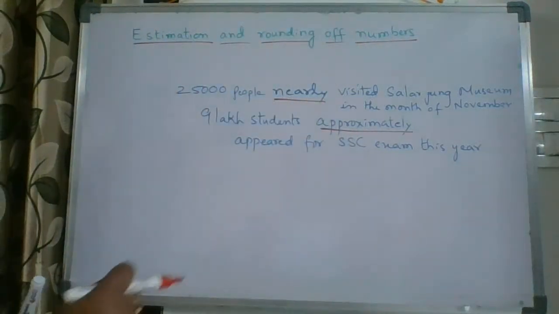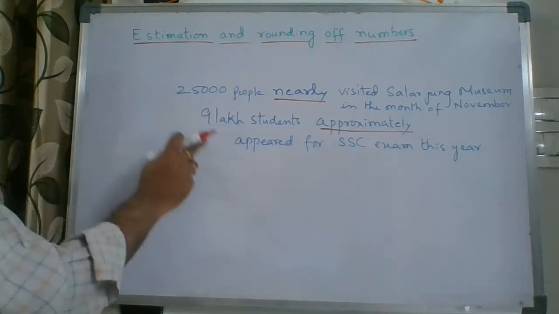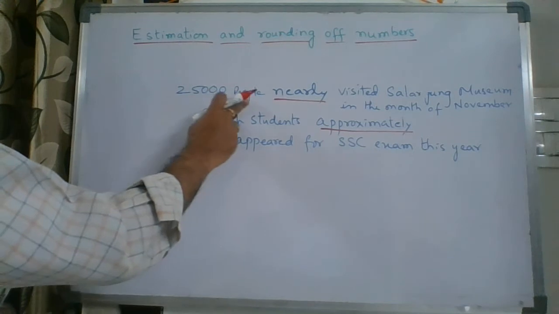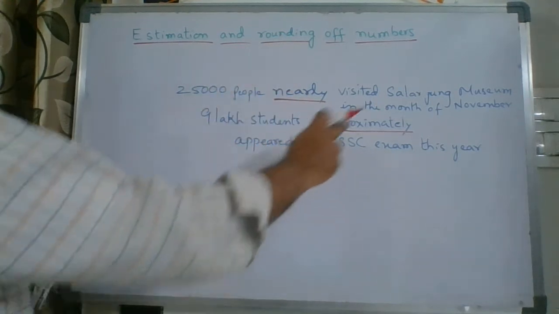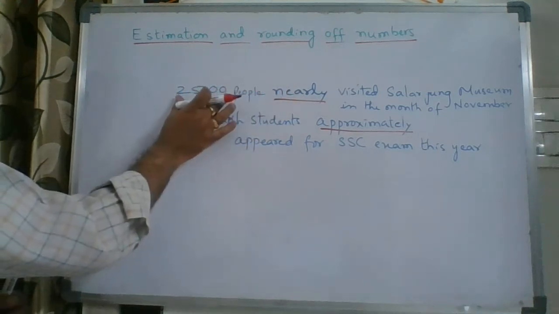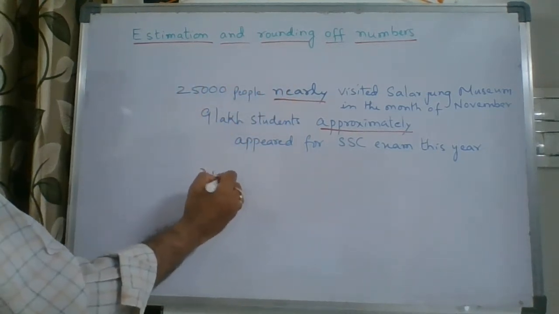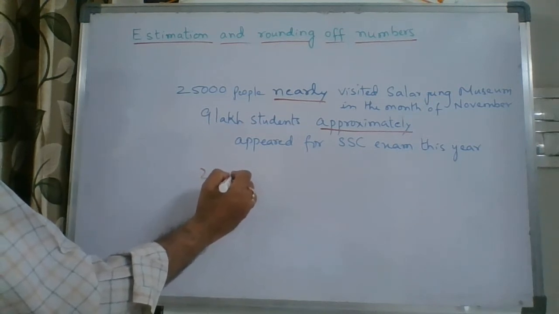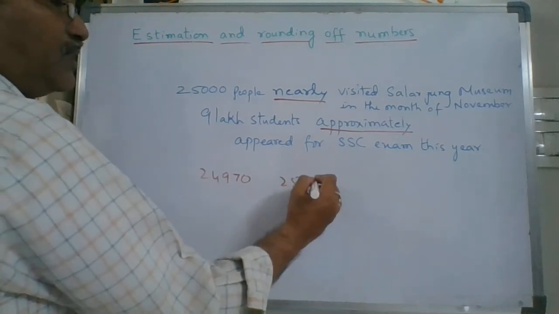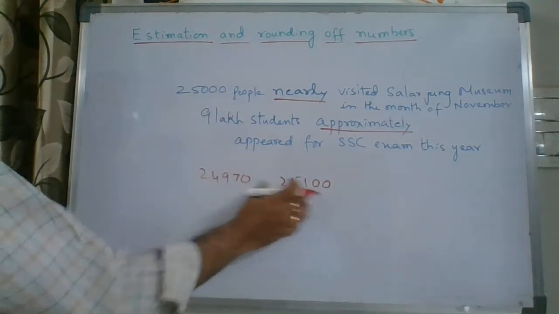Now, coming to the next topic, children, estimation and rounding of numbers. I'll give some examples. In our daily life situations, we say that 25,000 people nearly visited Sarojini Museum in the month of November. So it means what? It's not the exact number. It may be around 25,000. It may be like 24,970, or 25,100. So it is the round figure of these two, right?